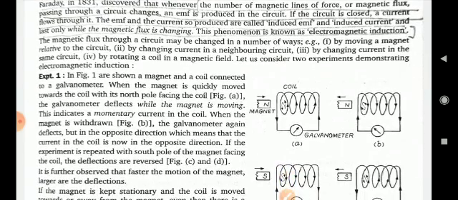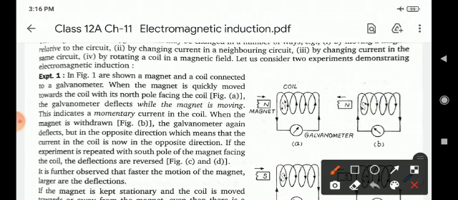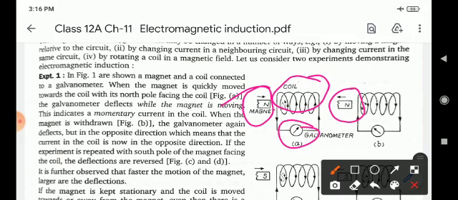In this figure, a magnet and a coil are connected to a galvanometer. So children, what is a galvanometer? A very important point. Children, this is the coil, this is the galvanometer, and this is the magnet, whose north pole moves towards the coil and then away from the coil.